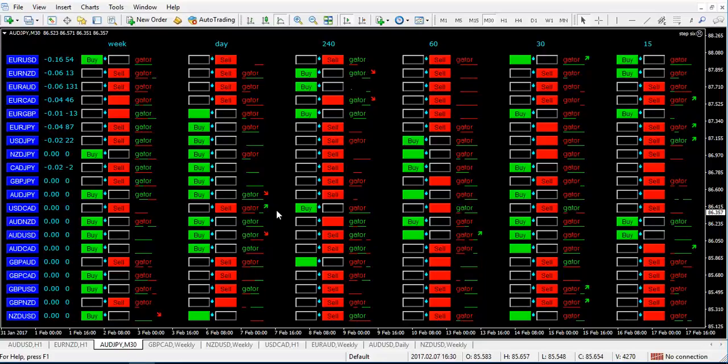Let's see. Is that about it? Divergence. I'll post this code on any vid site, earnforex.com. It'll be in the indicator section under dashboards.